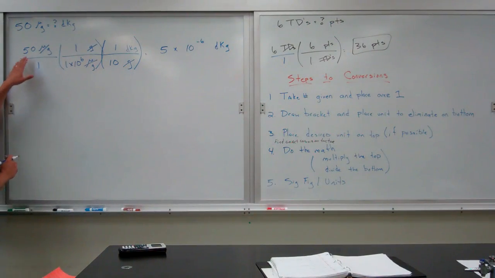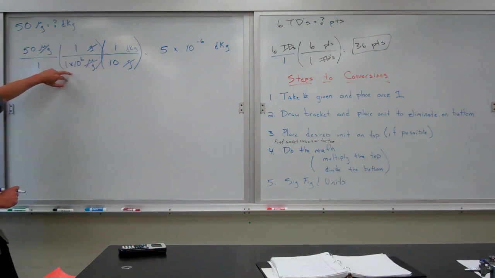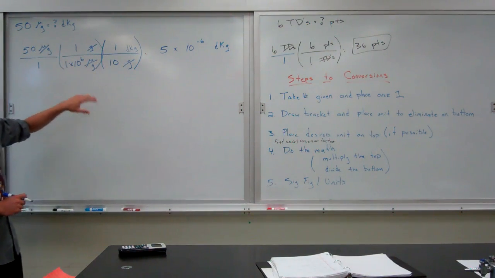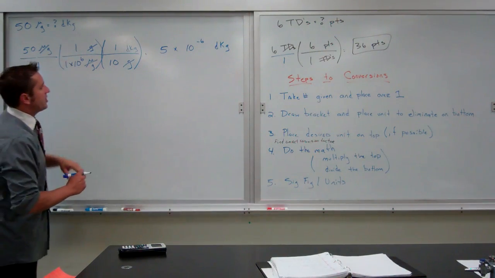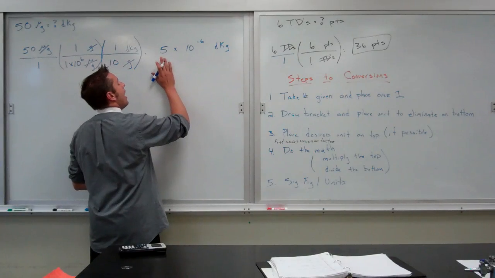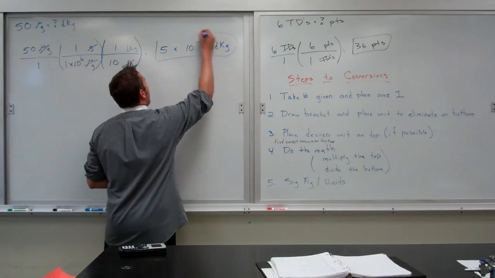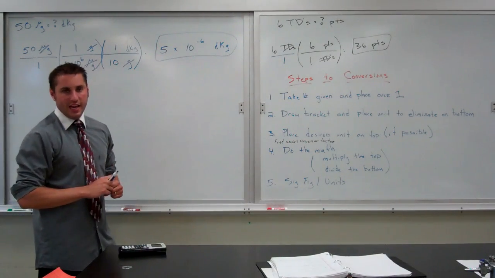And then sig figs. 50 with no decimal only has 1. Again, things in the brackets very rarely hurt us that are exact numbers like this. So 1 sig fig here, none of this hurts us, I get 1. So I have this written correctly as 5 times 10 to the 6th.